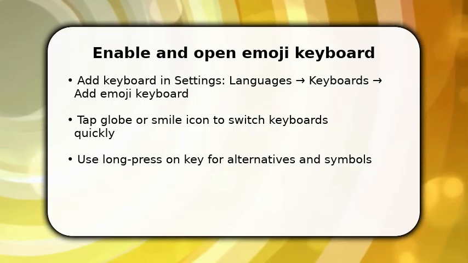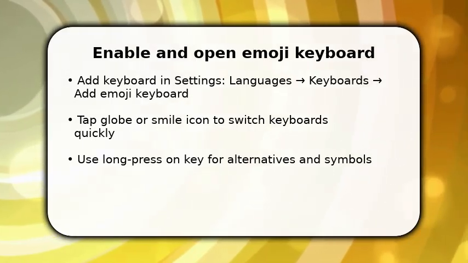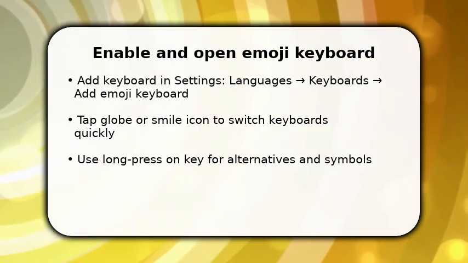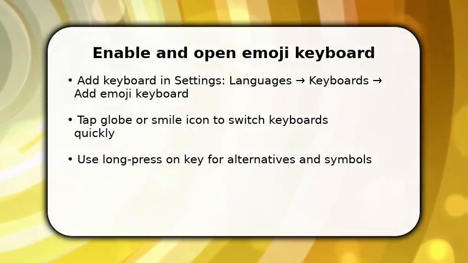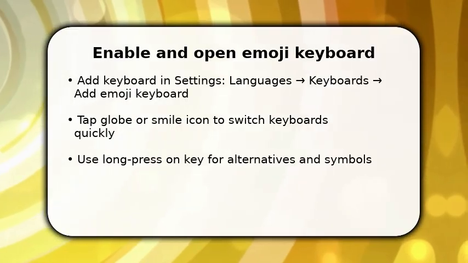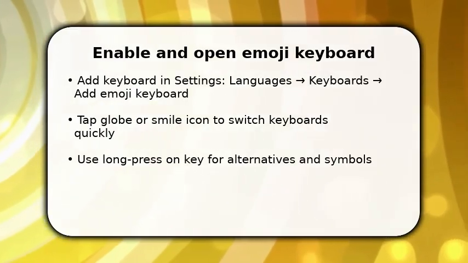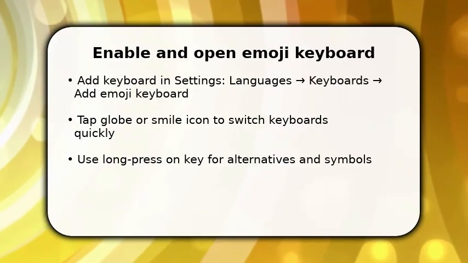Enjoy the video. You'll start by enabling the emoji keyboard if it's not active. Go to Settings, add the emoji keyboard, then return to your app. Once done, open any text field and tap the globe or smile icon to switch immediately.